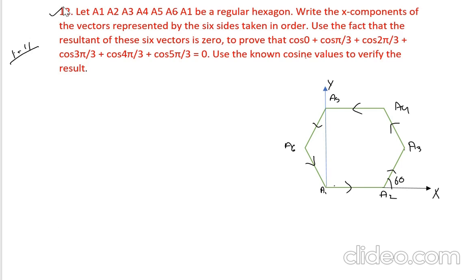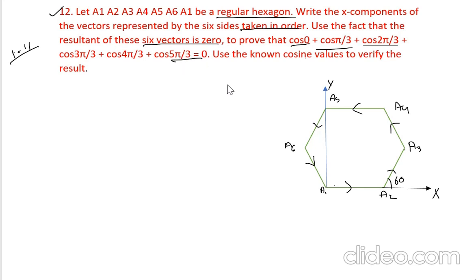Here is question number 12. This question is from Concept of Physics by HC Verma. The question says A1, A2, A3, A4, A5, A6, A1 be a regular hexagon. Regular hexagon means all sides have the same length. Write the x component of the vector represented by the 6 sides taken in order. Then use the fact that the resultant of the 6 vectors is 0 and prove that cos 0, cos pi by 3, cos 2 pi by 3, cos 3 pi by 3, cos 4 pi by 3 and cos 5 pi by 3 is equal to 0.